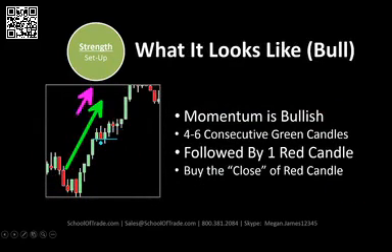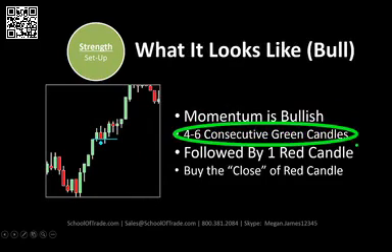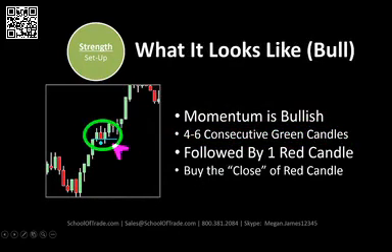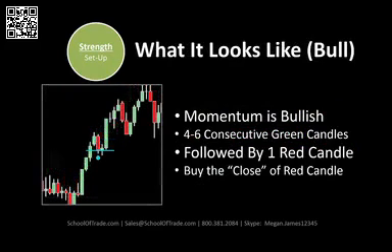Here's another one. Momentum is bullish. Nice, strong, bullish momentum. 4 to 6 consecutive green candles. Again, I want more than 4, so I know the strength is strong enough, but I don't want more than 6 because that means I'm buying too high in this example. Then again, as soon as we see that red candle, as soon as it closes, we're buying the closing price of that red candle.